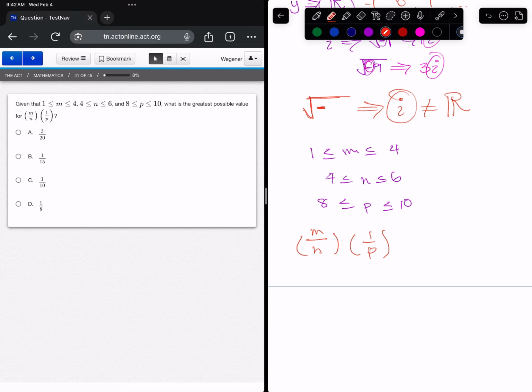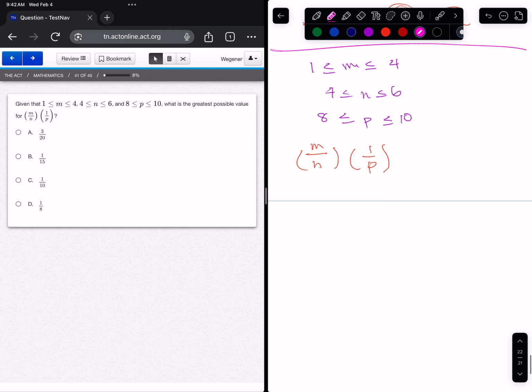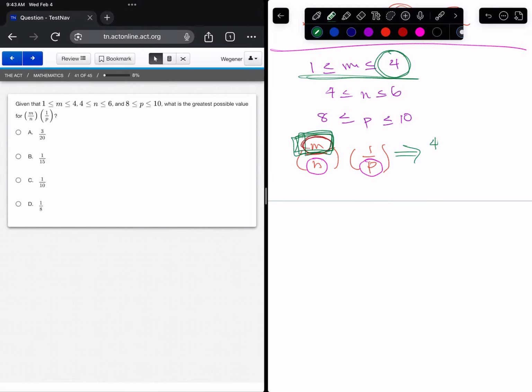Okay, this question is checking to see if you understand how division works, okay? If you divide by a smaller number, you're going to get a bigger outcome, okay? And if your numerator is pretty big, you're going to get a bigger outcome. So basically, you want m to be as big as possible. And if m is in between the numbers 1 and 4, well, the biggest m can be would be the number 4, okay? So let's go ahead and write 4 over.